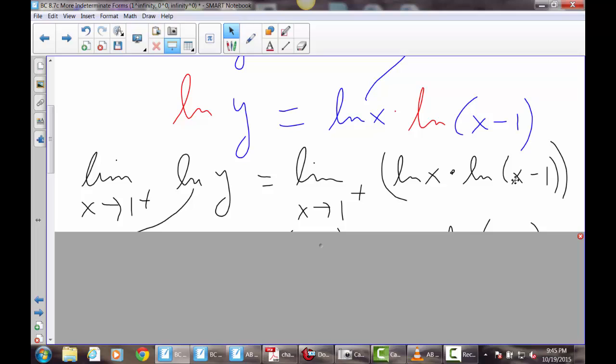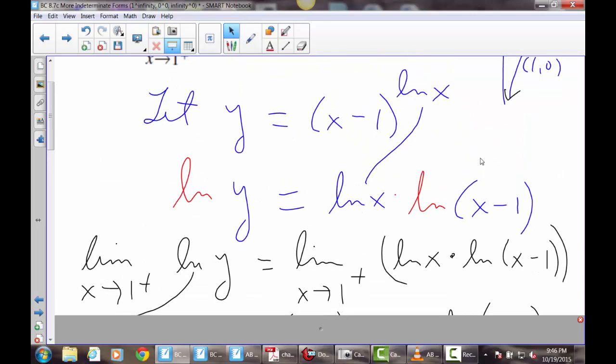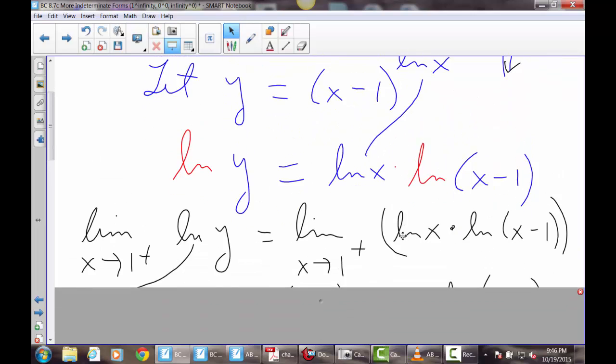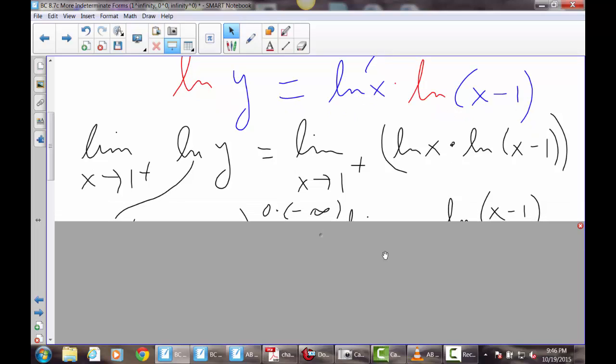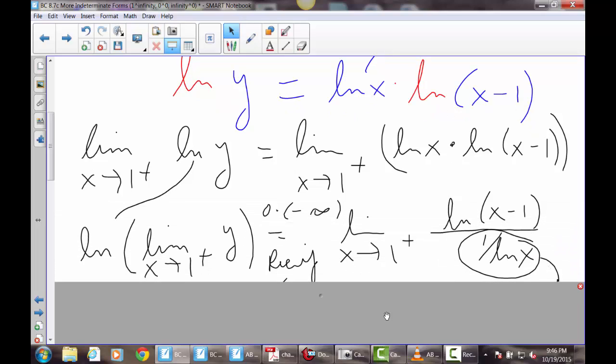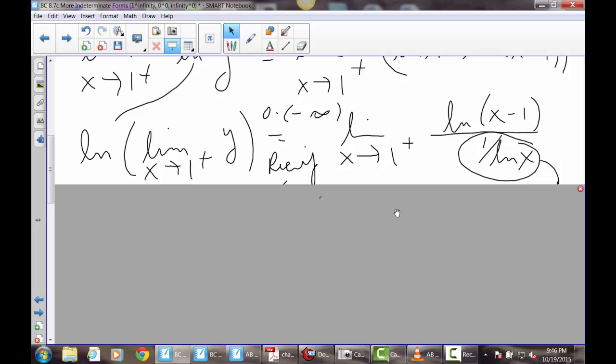And the ln of 0, if you approach 1 from the right, this is approaching 0 from the right, again will be negative infinity. So I do end up with 0 times negative infinity, so I do the reciprocal, leave the ln on top. Instead of times ln x, I divide by 1 over ln x.